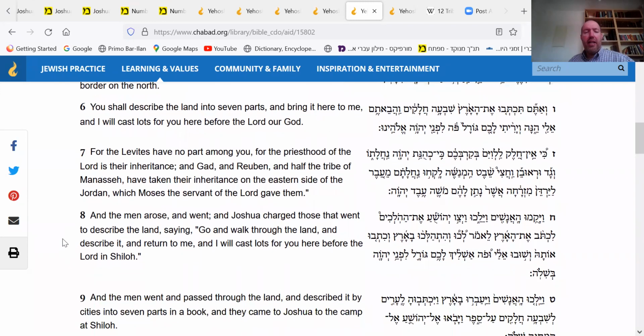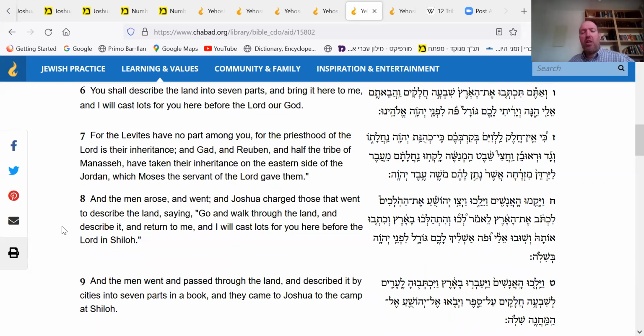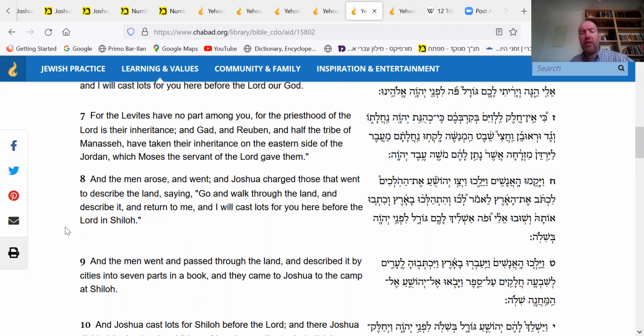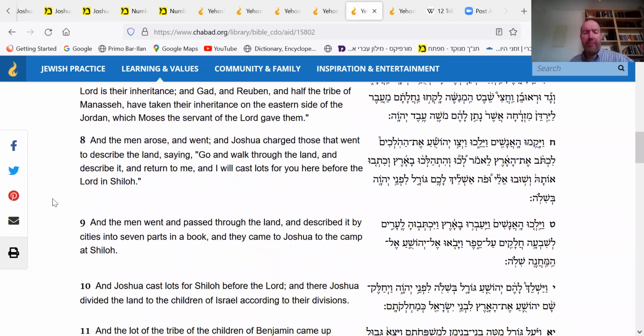So that's what's done. And the men arose and went, and Joshua charged those that went to describe the land, saying, go and walk through the land and describe it and return it to me, and I will cast lots for you here before the Lord in Shiloh.